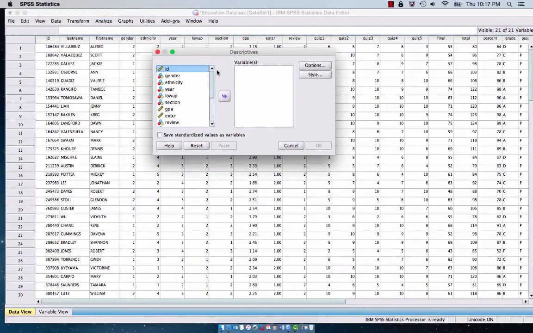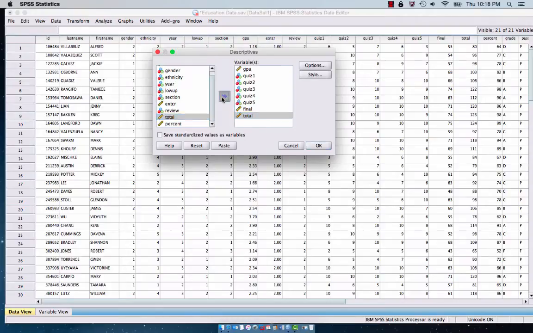And what we want to do is take our interval level variables and move them into the variable box. So GPA is an interval level variable. Quiz 1, quiz 2, 3, 4, 5, final, and total. Those are all interval level variables.